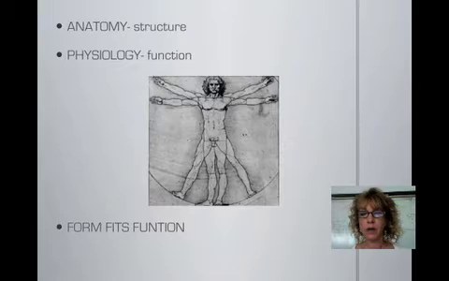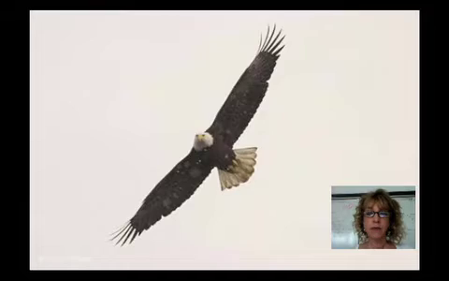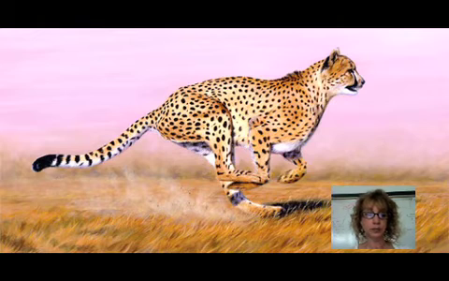Anatomy is the structure of an organism, and physiology is studying the function of the organisms. Again, back to that form fits function theme. Natural selection can fit structure to function by selecting what works best among the available options presented by a varying population. Therefore, the form and function principle is another extension of that central theme of biology.